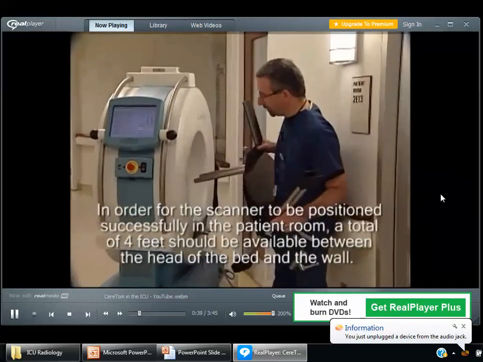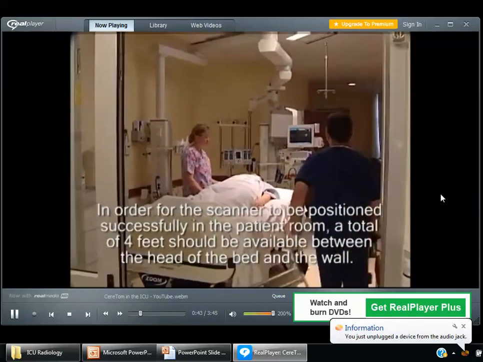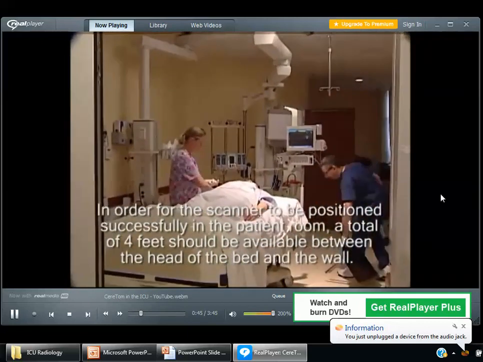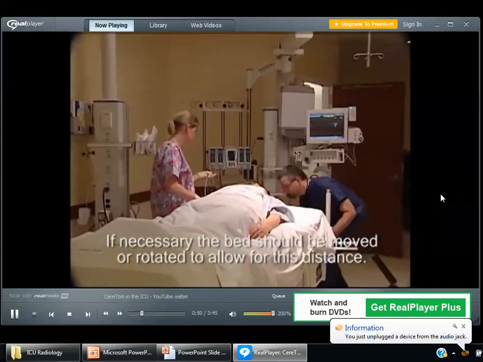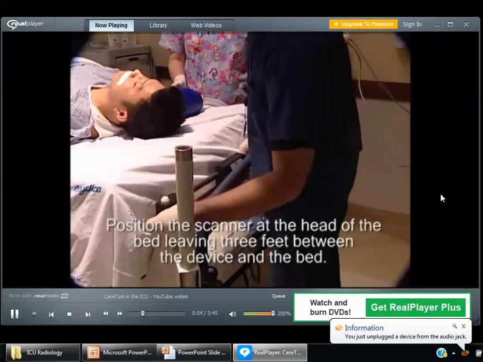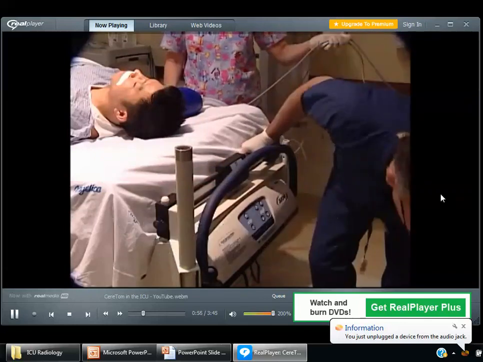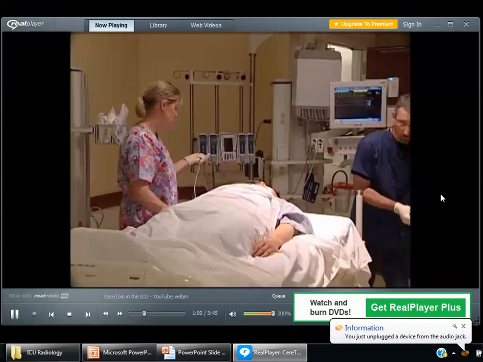In order for the scanner to be positioned successfully in the patient's room, a total of 4 feet should be available between the head of the bed and the wall. If necessary, the bed should be moved or rotated to allow for this distance. Position the scanner at the head of the bed, leaving 3 feet between the device and the bed. This is important so the user has room to attach the scan board without hitting the front of the scanner.